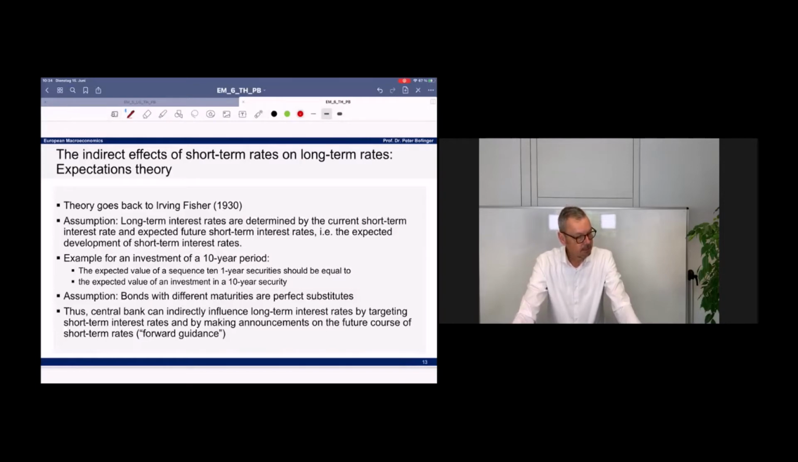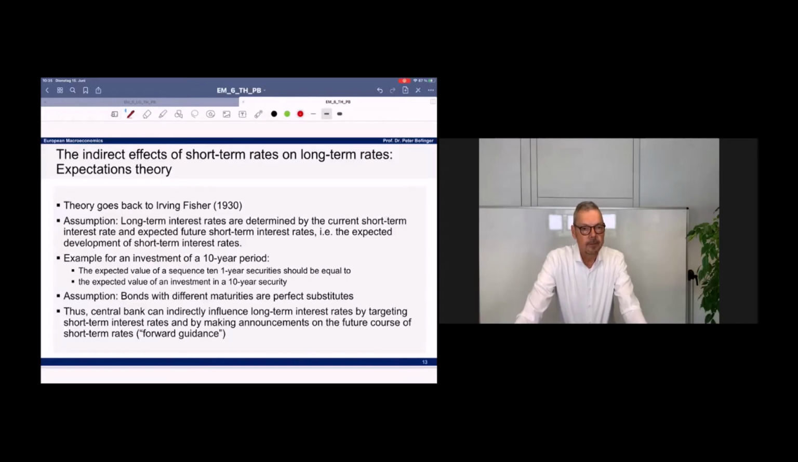Imagine you have 1 million euros and you want to invest this 1 million euros for a period of 10 years. Then you have two different options. One is you buy a long-term 10-year bond, and then you have the money invested for 10 years. And the idea of this expectation theory is now, instead of buying the 10-year bond, you buy a 1-year bond for 1 year, and next year you buy another 1-year bond, and so on. So instead of investing in the 10-year bond, you can invest in a series of 1-year bonds.